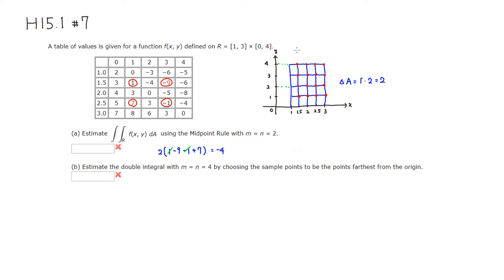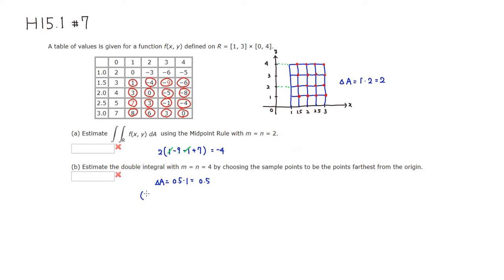So which are those? Farthest from the origin. We're talking about these, including the ones already used. Those are the 16 sample values that we're going to use. Now let's find the delta A for that one. Delta A is going to be 0.5 by 1, so it's 0.5, or 1/2. Then we just have to add these up.